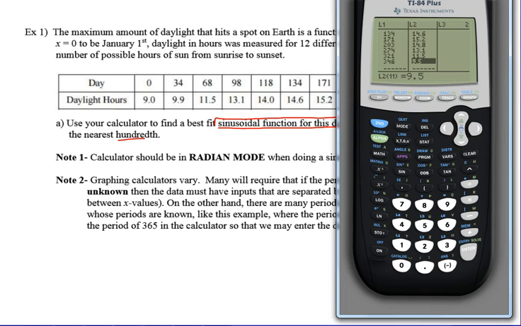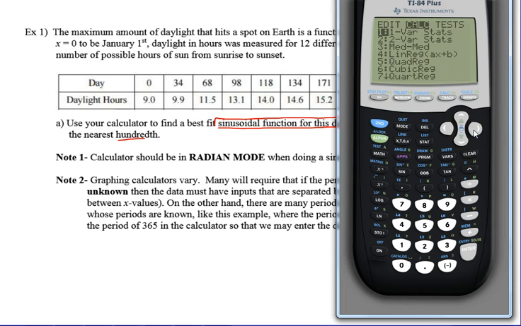Okay, so I currently have my data in L1 and L2. Make sure you scroll through the list and make sure you've entered the data in correctly, because otherwise your decimal values will be off slightly. So now what we're going to do is hit the Stat button again, and this time we're going to go over to Calculate, and we want to do a regression.